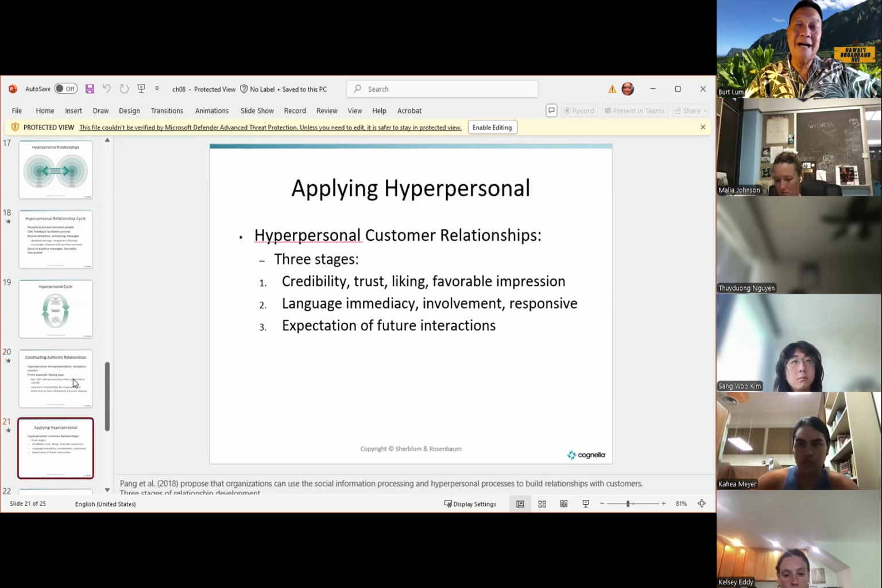And then applying hyperpersonal customer relations. This is taking it out of the dating world and into the business world. Three stages of this hyperpersonal customer relations: credibility, trust, liking, favorable impression. The language, immediacy, involvement, the response, and this is all happening at a business level, right? And then expectation of future interactions. And in a business environment, future interactions is more on a business to business, transactional level, not personal intimacy.